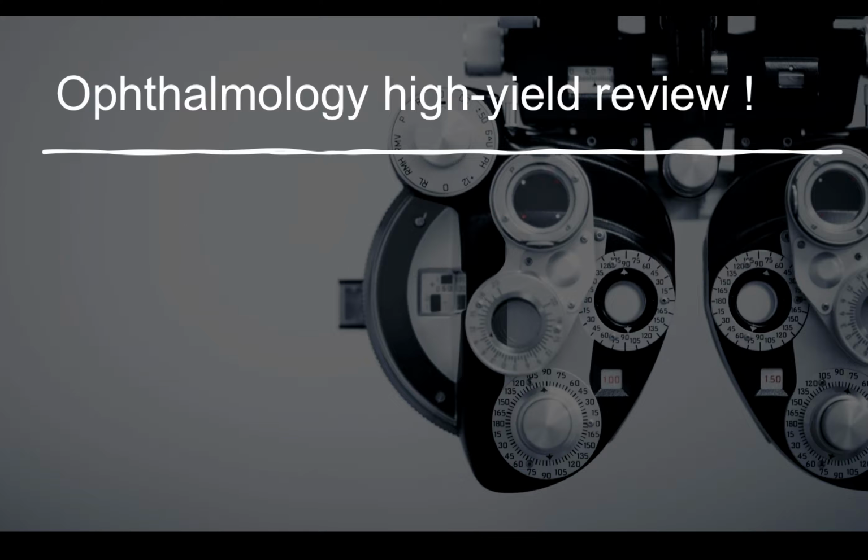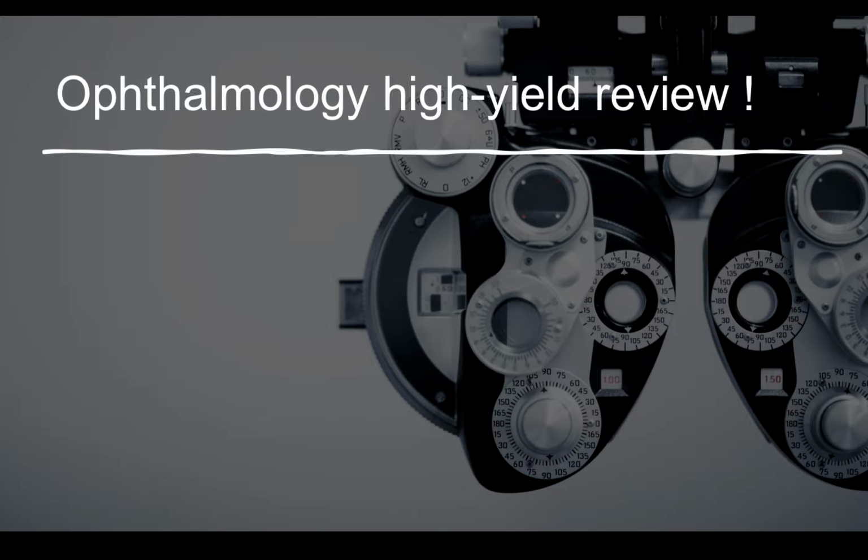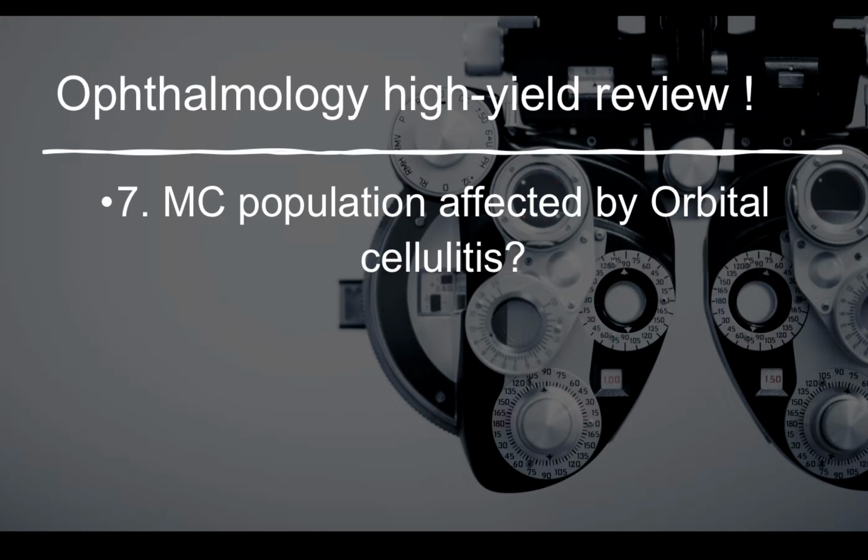Question number 6. Orbital cellulitis treatment. When it comes to the treatment of orbital cellulitis, that needs to be treated with IV antibiotics, and it's usually vancomycin and clindamycin. So orbital cellulitis, IV antibiotics, vanco or clindamycin. Number 7. Most common population affected by orbital cellulitis, and that would be children. So children are most commonly affected by orbital cellulitis.